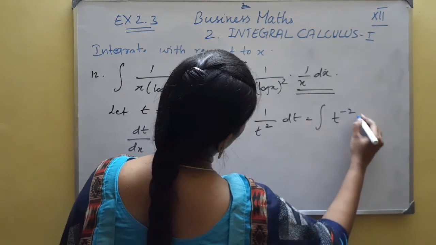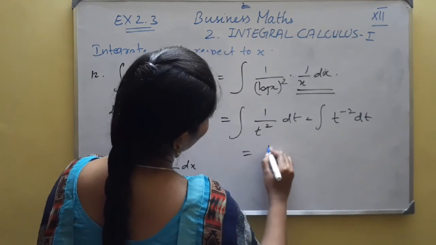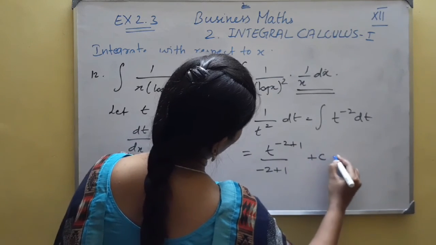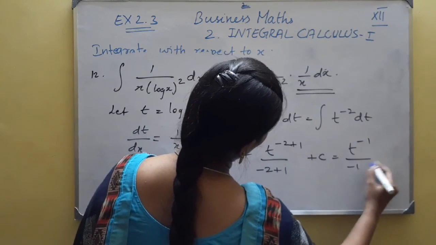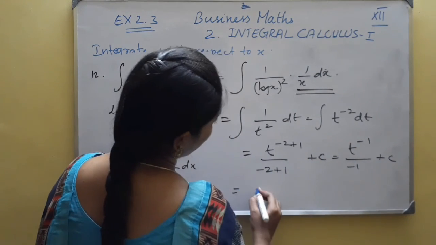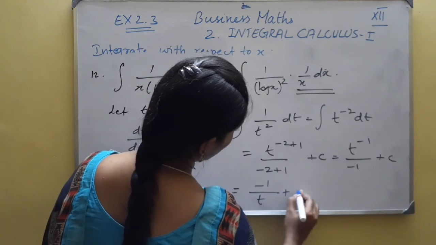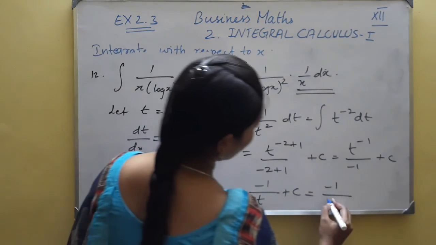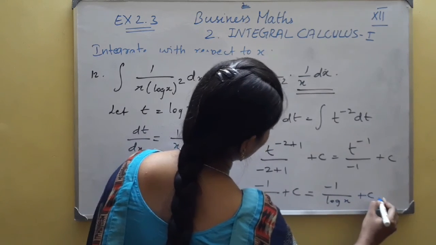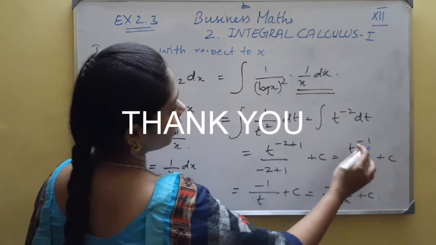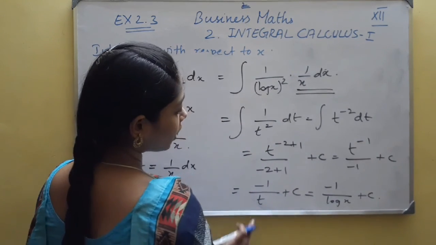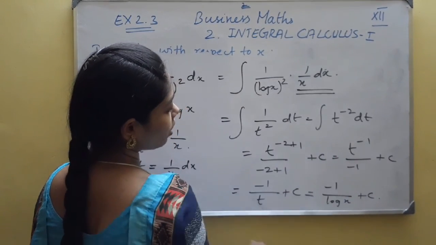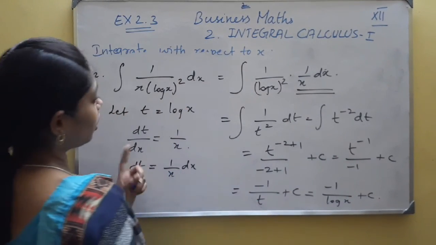I can take this to the numerator. While integrating this, I will get t^(−2+1) divided by (−2+1) plus c. This is actually t^(−1) divided by minus 1 plus c, and this is actually minus 1 divided by t plus c. My t value is log x, so minus 1 divided by log x plus c. I am taking this t^(−1) to the denominator, I will get t^1, that is t. This negative sign in the denominator is for the whole fraction. So minus 1 divided by t is actually log x.